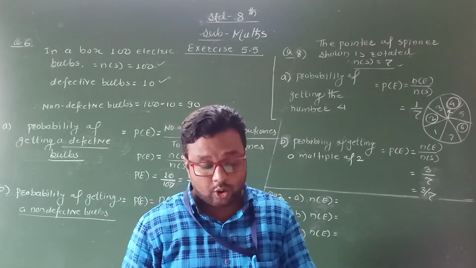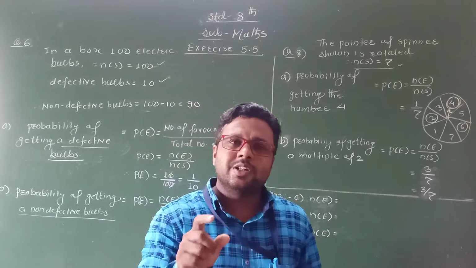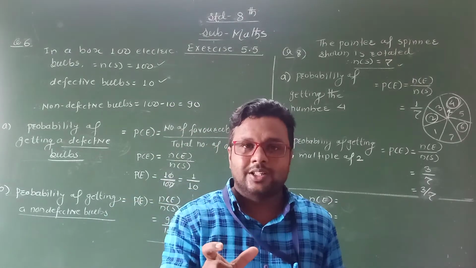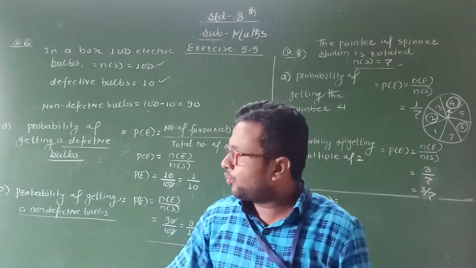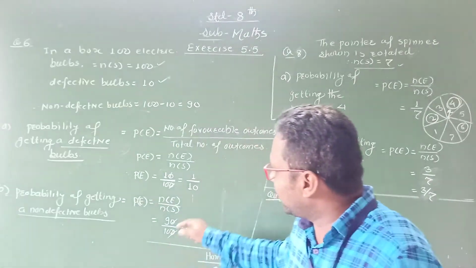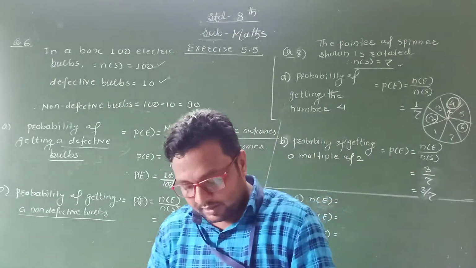Probability of an event always lies from? Okay, the probability is always between 0 to 1. Remember this. It is not less than 0 and it is not greater than 1. If you find the probability, then it is always between 0 to 1.